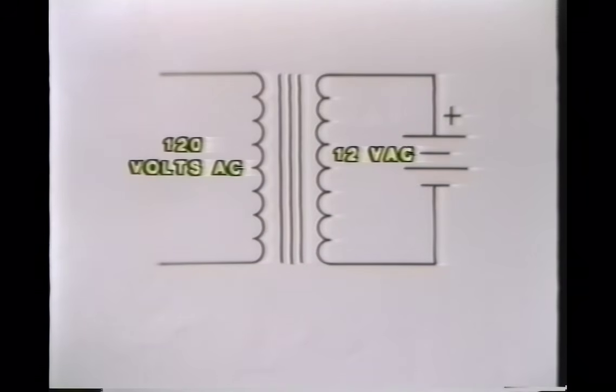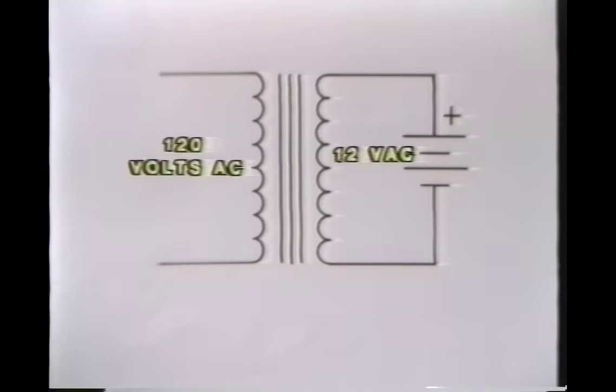Remember, the transformer's output is alternating current. The transformer is strictly an AC device. It uses alternating current as an input on the primary and produces alternating current as an output on the secondary.